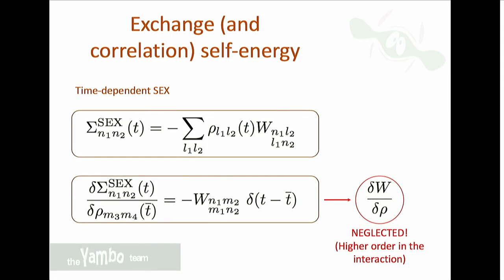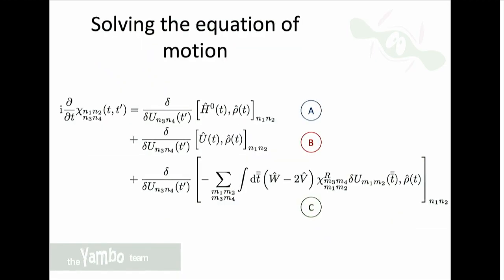But we just neglect this derivative here because it will lead us to higher order terms in W. So far we neglect it. And then we also obtain a simple form for the self-energy part. We go back now to the equation of motion with these simplifications that basically becomes like this.